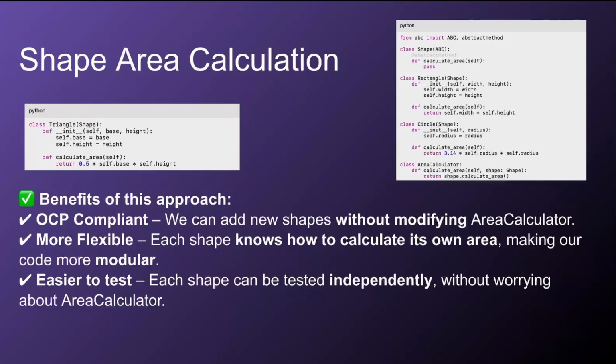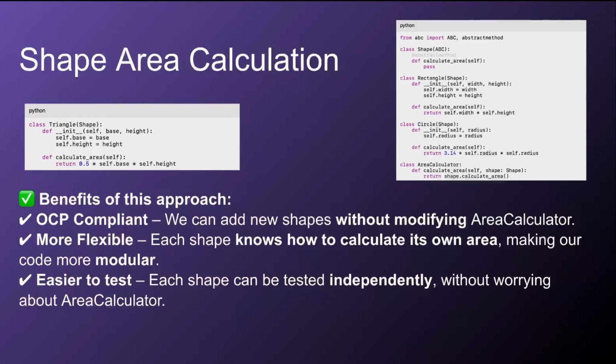So tomorrow if we need to add a Triangle class, we can just declare a new class for Triangle. It will have its own init, base, and height, and it will implement the calculate_area method. And the area calculator will work exactly fine with this also without any modification. So just pass the triangle as the shape, and we will call the calculate area method on the triangle. So yes, it is OCP compliant.